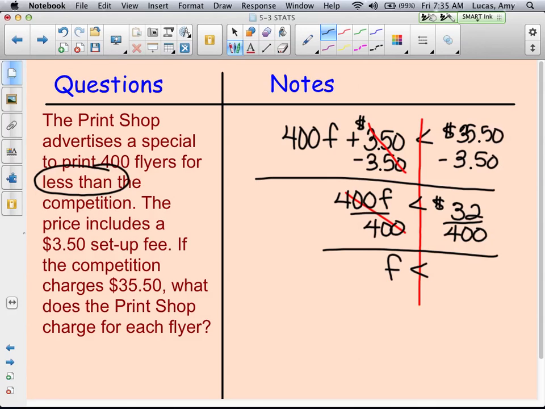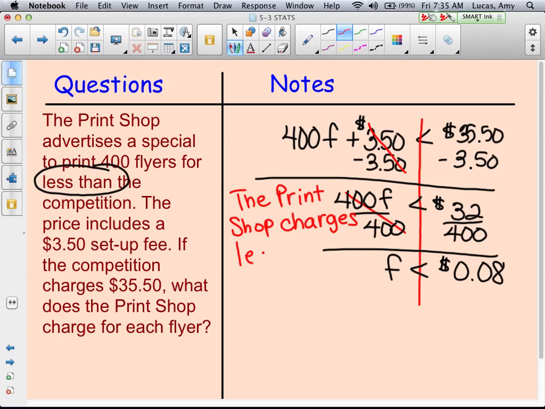So dividing these gives me 0.08, so 8 cents. 8 cents. So what does the print shop charge for each flyer? The print shop charges less than 8 cents per flyer.